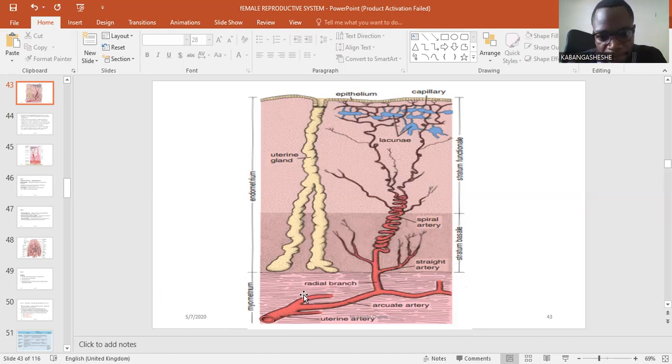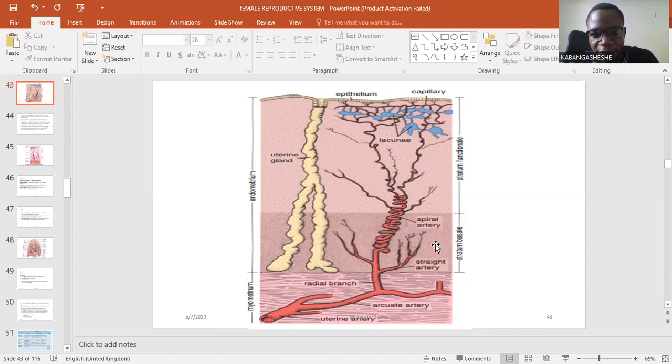So the uterine arteries penetrate the perimetrium, penetrate the myometrium, and the endometrium. Now, in the basal layer, they are spiraled like that. But in the functional layer, they straighten up. So you have straight arteries in the functional layer of the endometrium and spiral arteries in the basal layer of the endometrium. That's a major distinction.